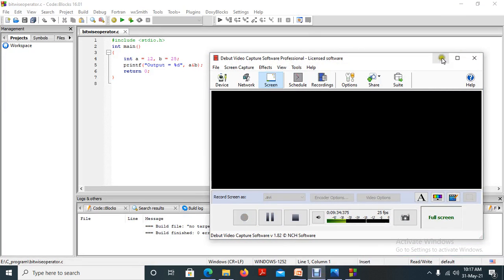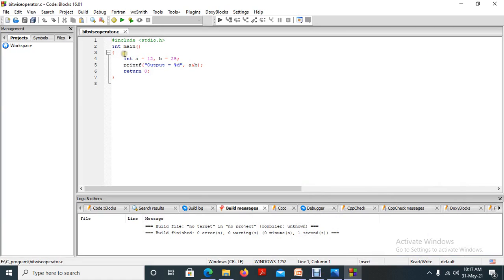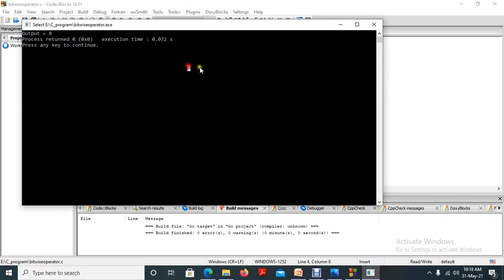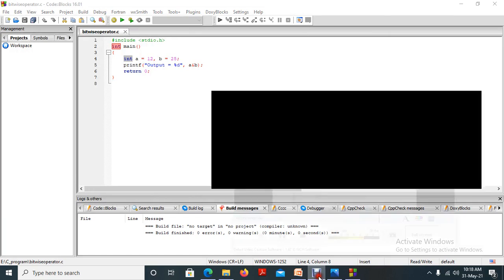Next, we are going to discuss the program of the same calculation. Similarly, we are declaring two variables int A and B, A equal to 12 and B equal to 25. The bitwise AND operation of A and B will give you the result 8. Okay, so this is the program for this.